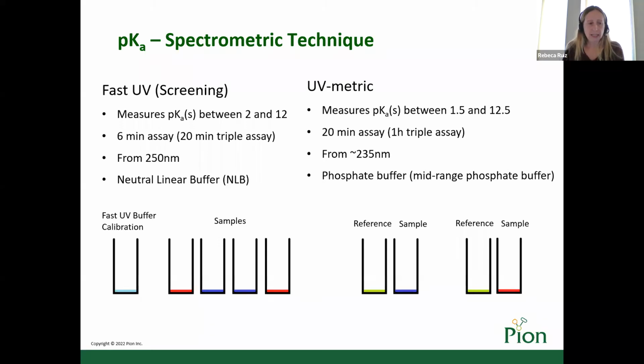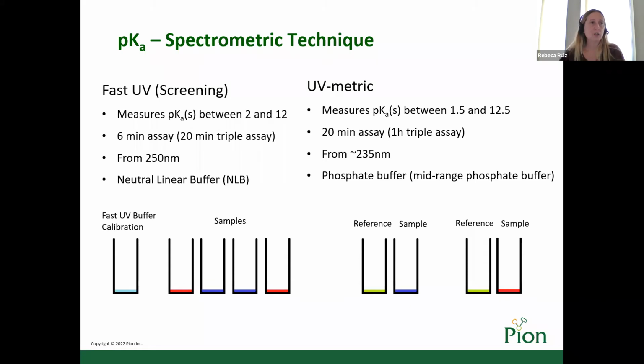So the idea is to collect the data without waiting for the pH readings to stabilize from the electrode. So the titration is fast. The consequence of that is 6 minutes per titration. The pH working range, as I say, is 2 to 12. 250 nanometers is the minimum working wavelength to use because the buffer absorbs below this wavelength.